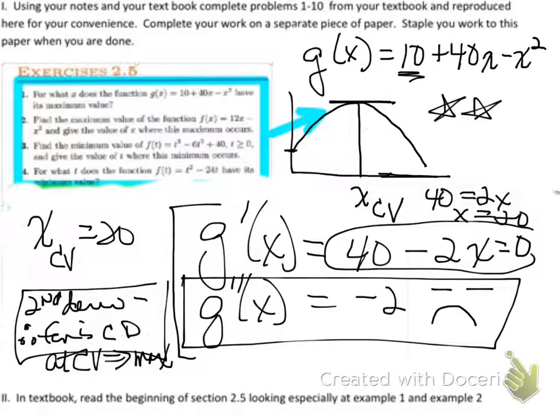I did not have to figure out an objective function. I didn't have to figure out a constraint. Those things are still coming. Let's move on to question number 2.